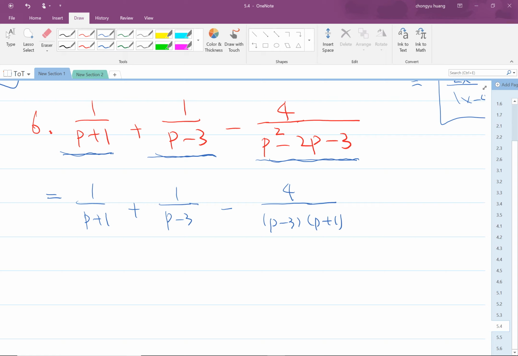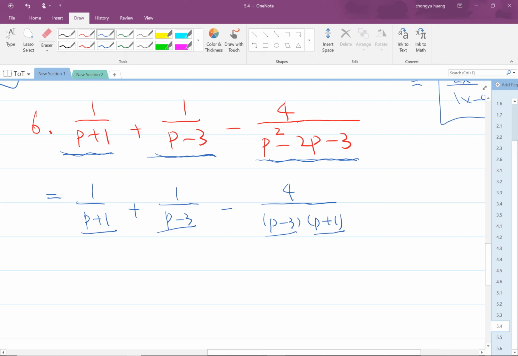Okay, so now we actually simplify all the terms, right? And then you can see here, p plus 1 is actually a part of it, and p minus 3 is also a part of it, right? So you guys get the idea, right?